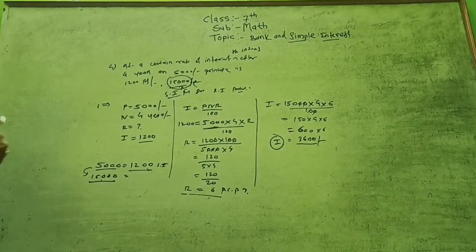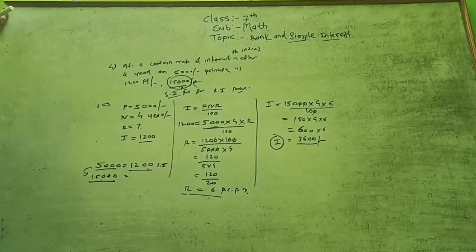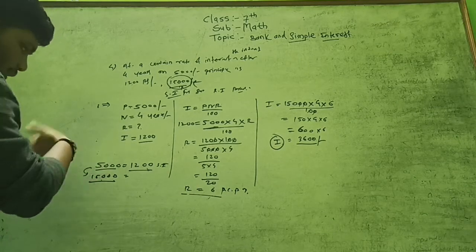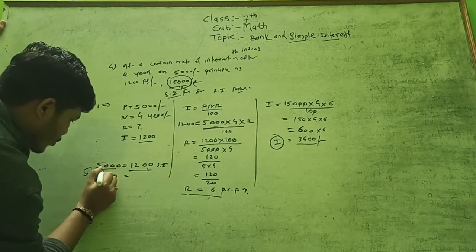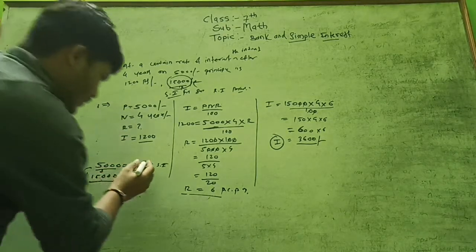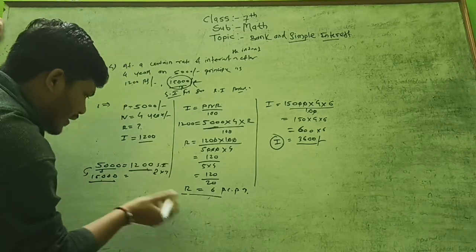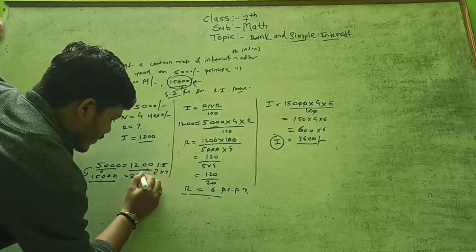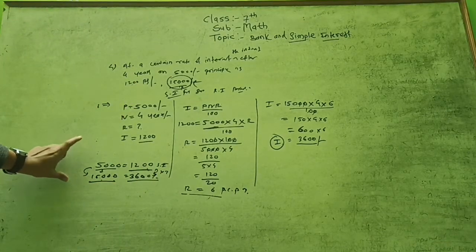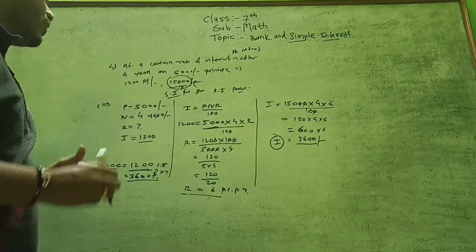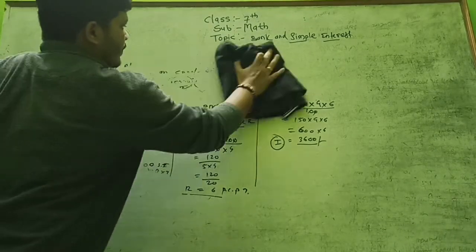So when the interest given on the 5,000 rupees is 1200 rupees, and the principal is multiplied by 3 up to 15,000, then the simple interest also gets multiplied by 3. That is 1200 multiplied by 3, which is 3,600 rupees. By applying simple logic, we can also find the simple interest on the 15,000 rupees. So this is the simple logic behind this problem.